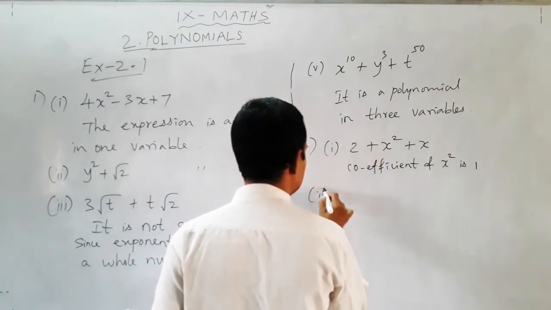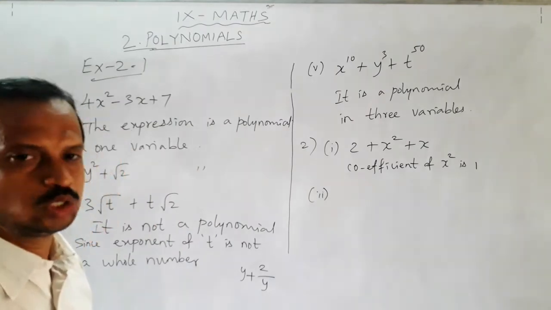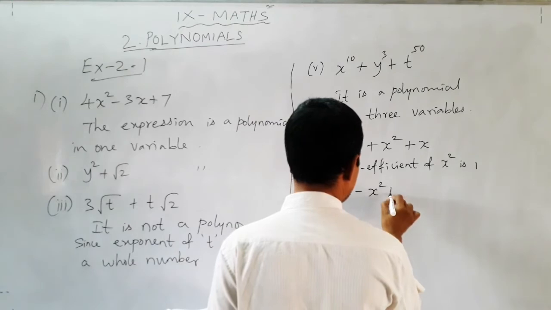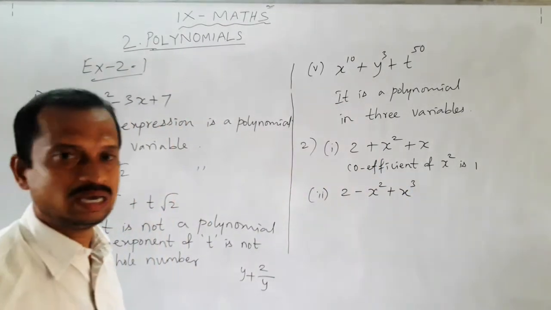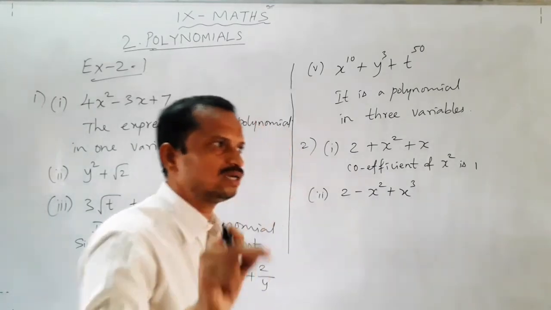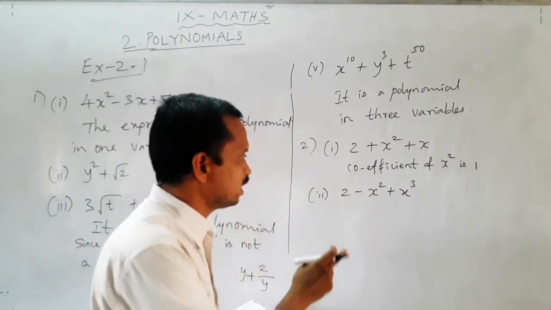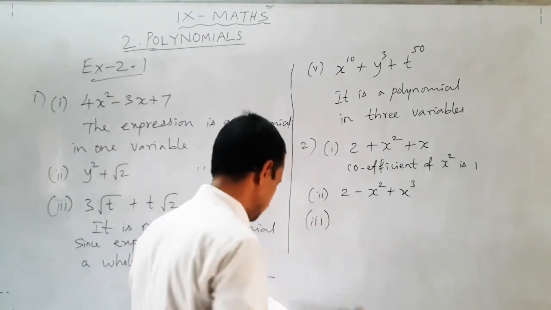Option 2. Can you say 2 minus x square plus x cube? You see option 2 is 2 minus x square plus x cube. So here what is the coefficient of x square? Minus 1, because minus sign is there. So including the sign you have to tell the coefficient. So the coefficient of x square is minus 1 here. So you have to write that as common.